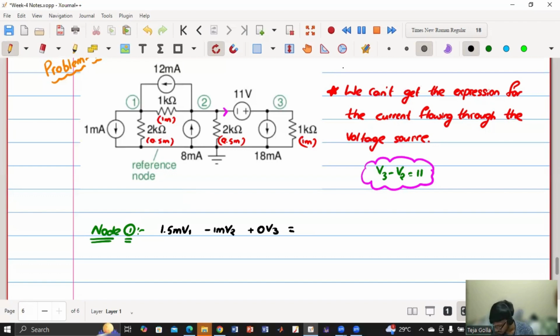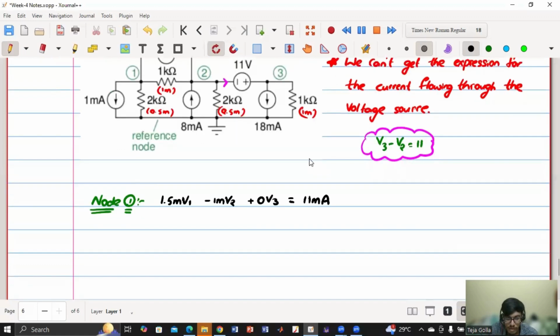11. Yes, you're right. 11 ampere. Now node 2 and node 3, we cannot directly write the expression at node 2 and at node 3. So what we will do is, if there is any voltage source between 2 and 3, then we use something called a super node, which means we'll combine both node 2 and node 3, and this is called a super node.